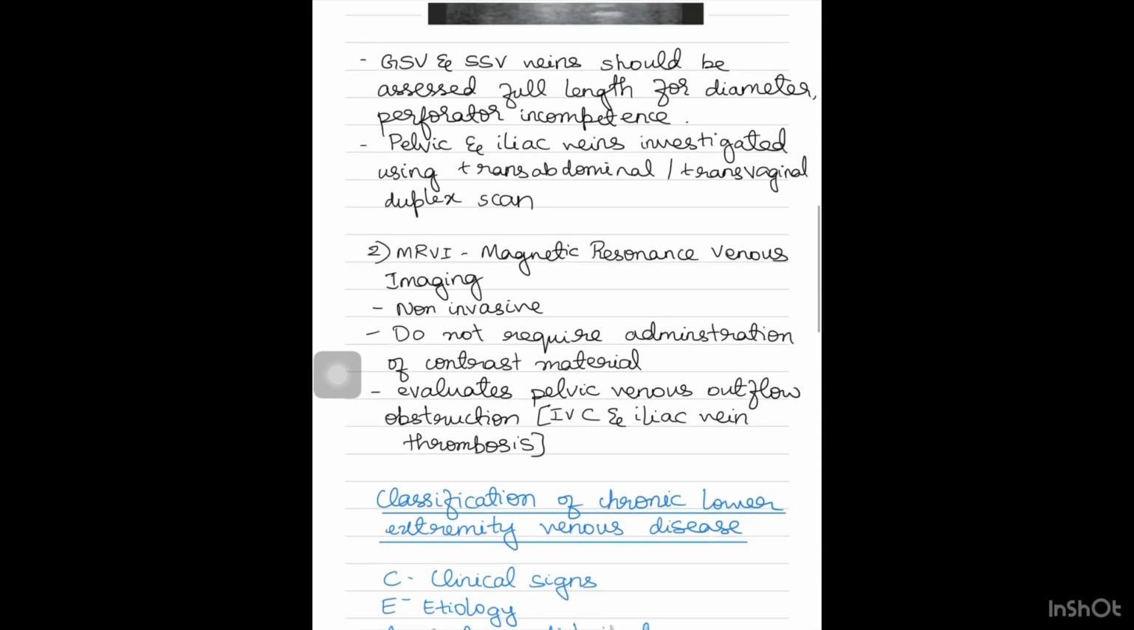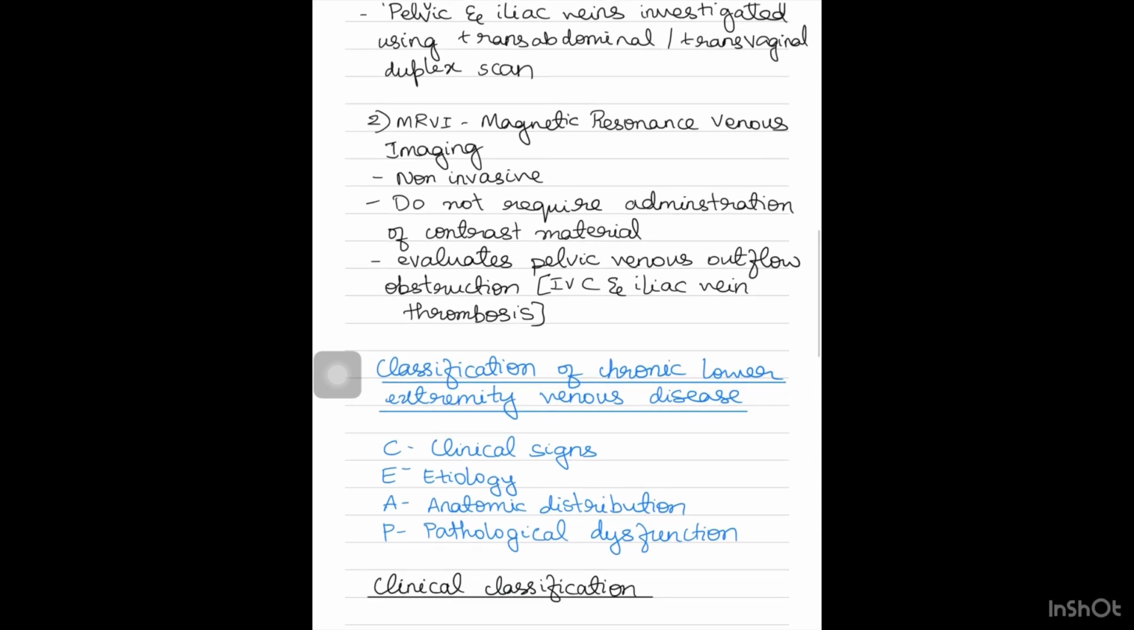So the next non-invasive investigation is magnetic resonance venous imaging. It's non-invasive. It does not require any administration of contrast material. It is mainly used for pelvic venous outflow obstruction, that is IVC and iliac vein thrombosis. There are other investigations like venography and all, which are outdated, not used now.